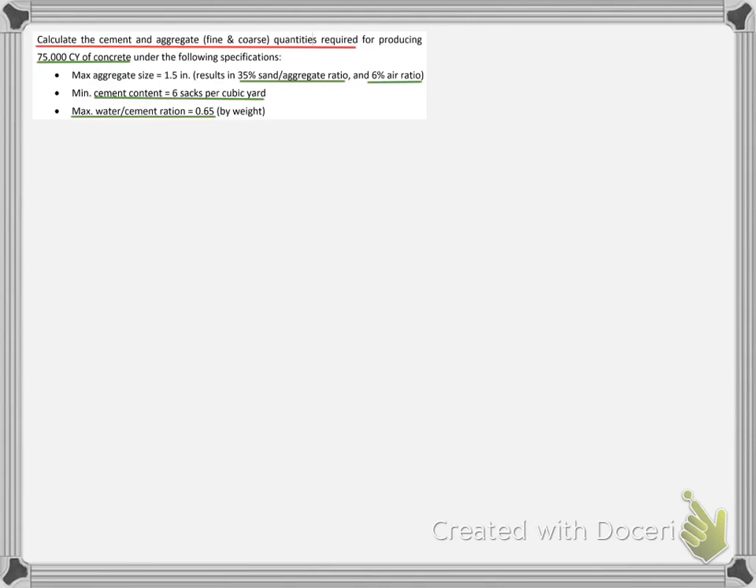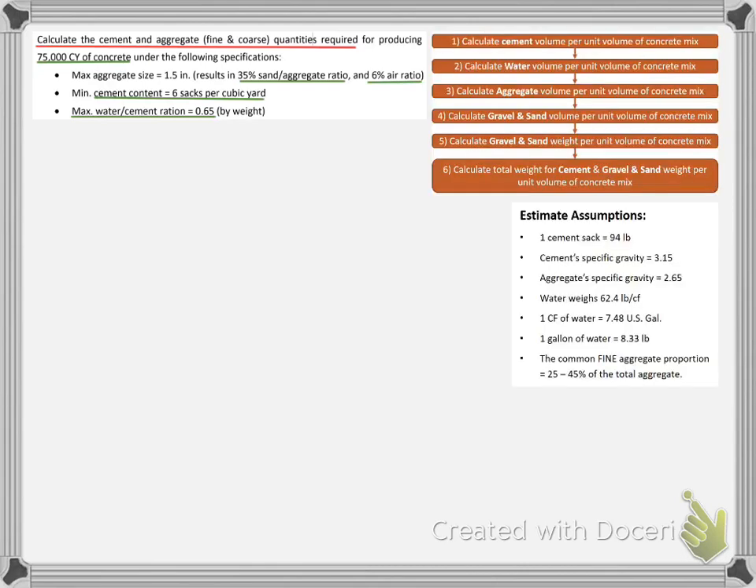We are given the mix design information, including the sand and aggregate ratio, area ratio, air ratio, cement content, and water cement ratio. We will follow the quantity estimation process and assumptions we explained in the lesson video.